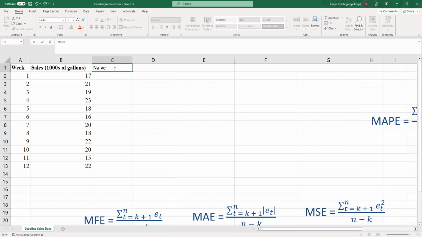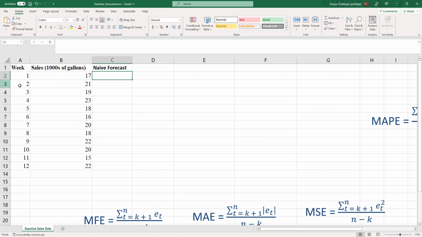We went over this in class. So the naive forecast. What the naive forecast basically says is that I'm just going to be very naive or short-sighted, and I'm going to forecast this period's sales as the last period's sales. So for example, in week 1, if I want to forecast, I basically don't have any data for week 0, so I cannot forecast that.